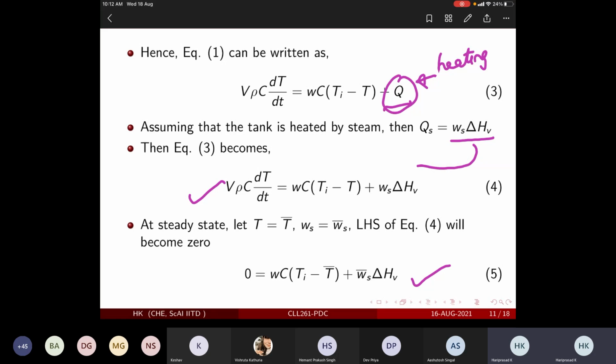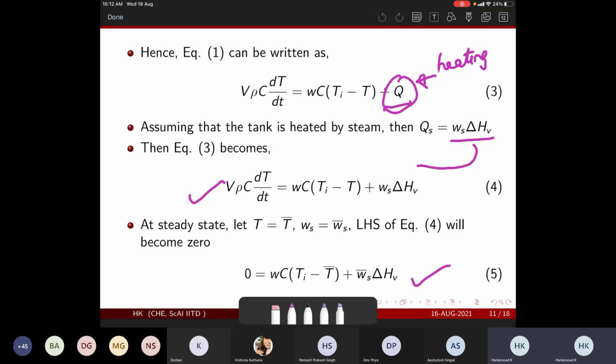So equation 3 is basically the unsteady state equation, and if you assume that heat is supplied, you can supply heat maybe by a heating coil, or let's say by supplying steam. So let's say we are assuming that we are supplying it via steam. So that is what this means. This would be the final equation eventually, and as you can see here, this is a dynamic equation and definitely not in steady state.